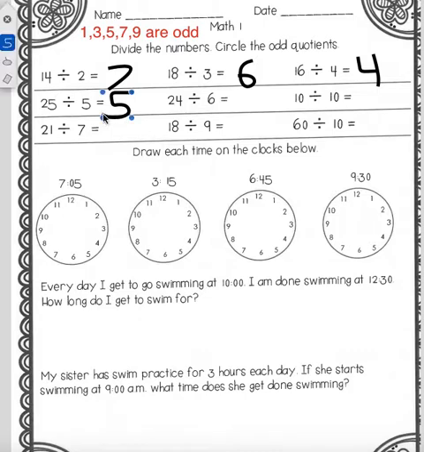Goes in 5 times. Then we have 24 divided by 6. We're counting by 6 this time. 6, 12, 18, 24. So 24 divided by 6 would be 4, meaning that 6 goes into 24 4 times. Oh my, not what I wanted to do.